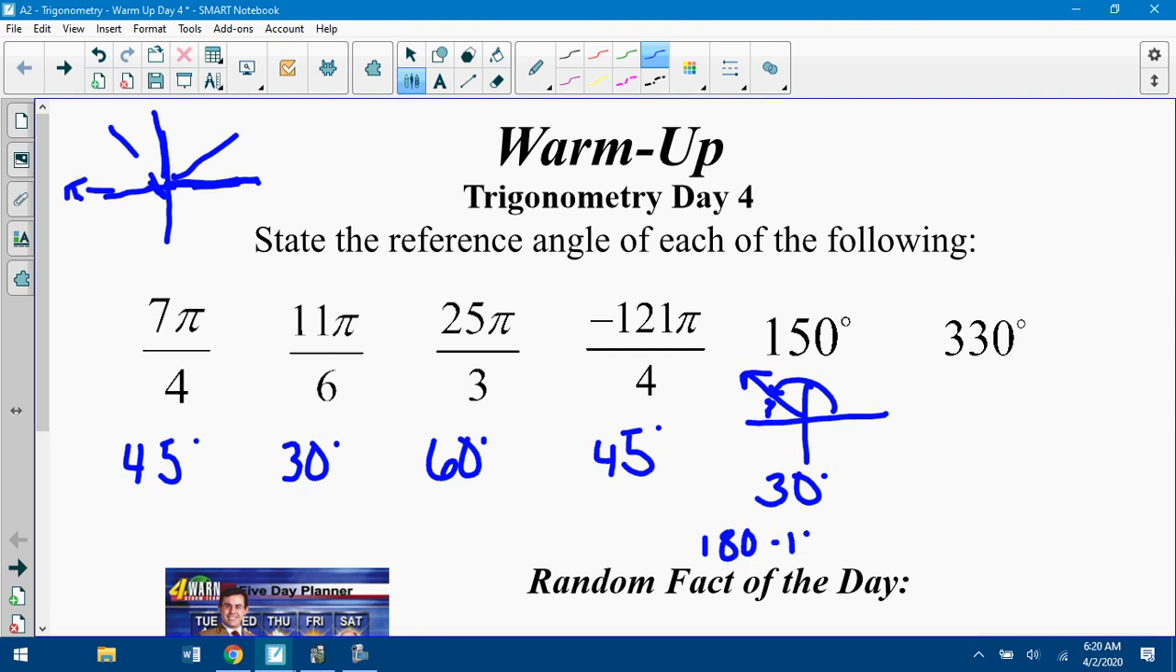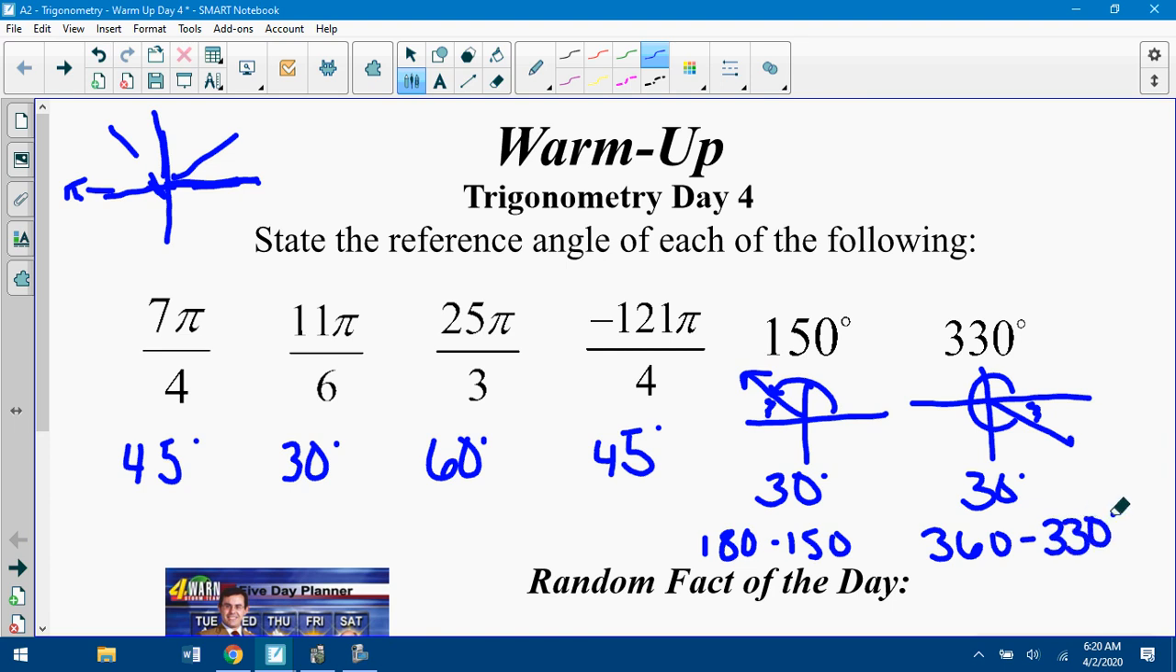180 minus 150. 330 would be down here. That's 330. Missing piece has to get you to 360, so that's also going to be 30. This time I did 360 minus 330. And I was trying to show you yesterday that you're always going to subtract from or subtract off the line you're attached to. And I'm either going to be attached to 180 over here or 360 over here.